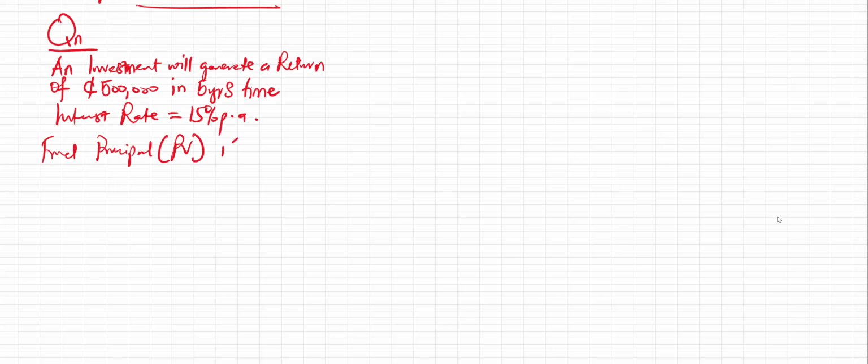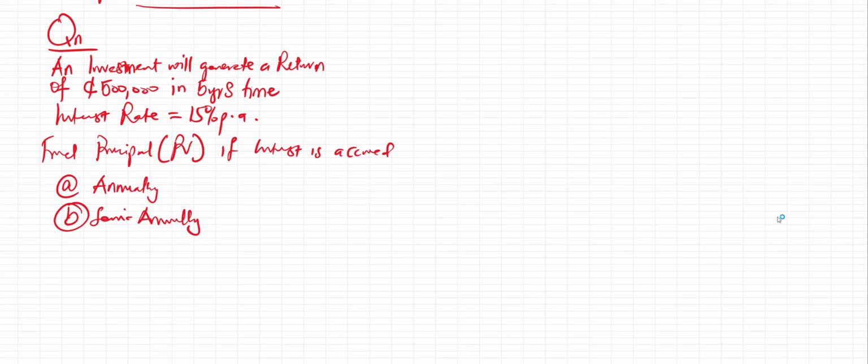If interest is accrued A, annually, B, semi-annually, C, quarterly, D, daily, and E, monthly. Okay, now we are going in reverse.